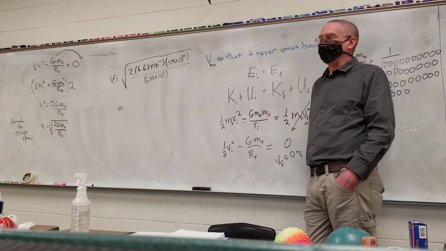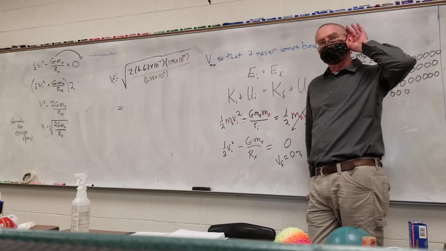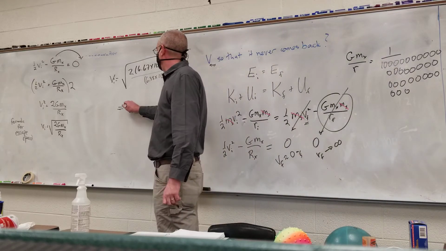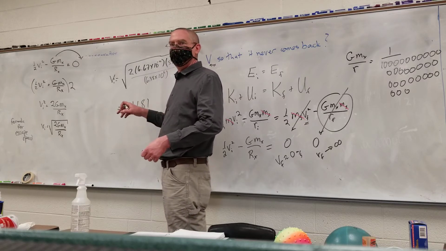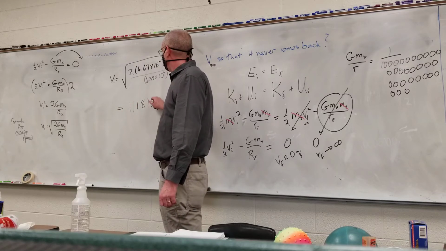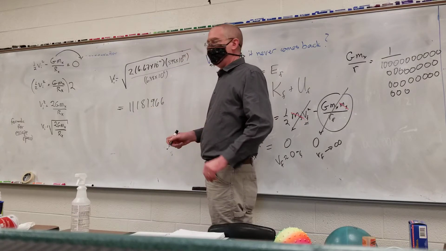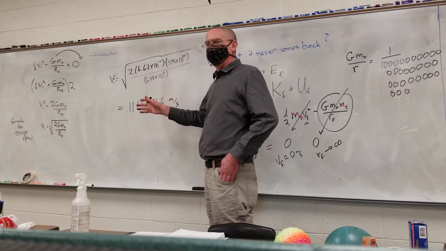I see a couple people staring at calculators. I'm not sure this is correct, but I got 11,181.966, so 11,181 point something .966 units. Meters per second. It should be somewhere around there. I know it's 11,000 something.